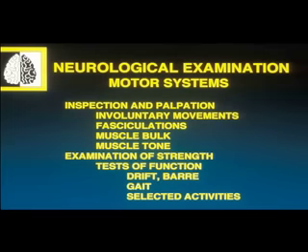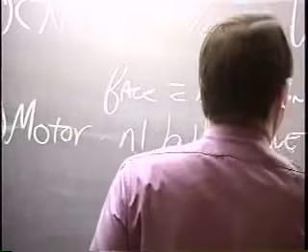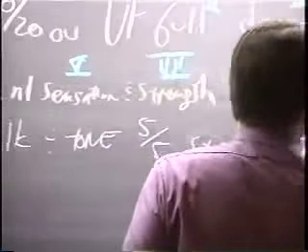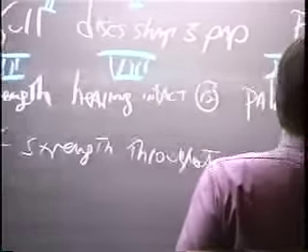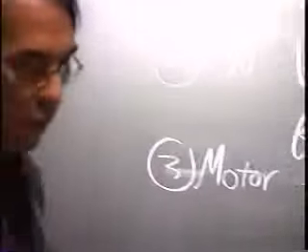All right, so next is the motor system. And we write normal bulk and tone, 5 out of 5 strength throughout, no involuntary movements. Okay? Normal bulk and tone, 5 out of 5 strength throughout, no involuntary movements. And I'll explain what that means in the next couple slides.